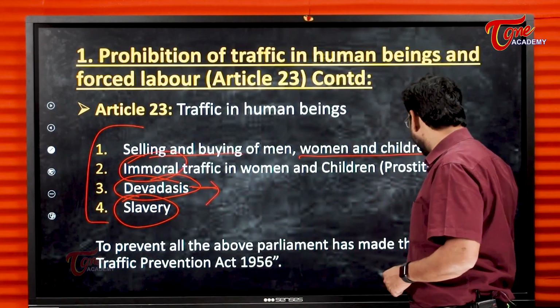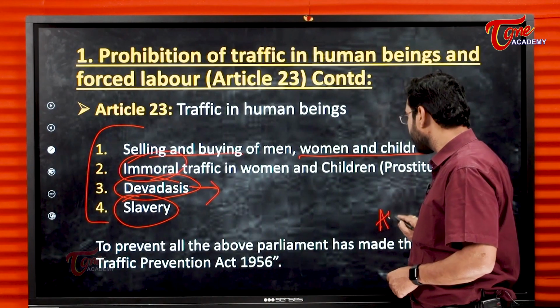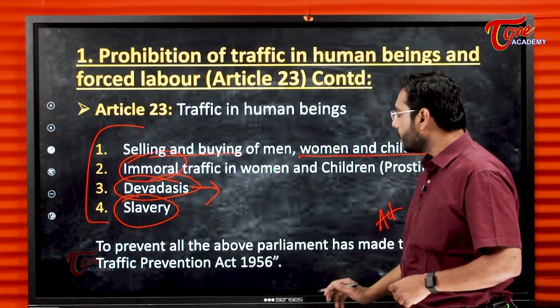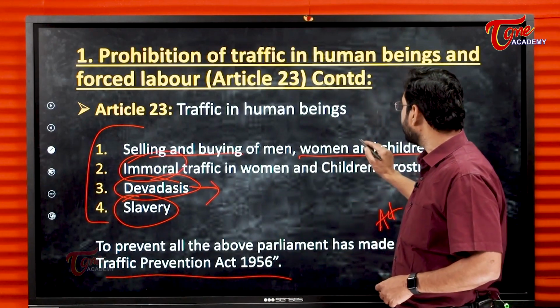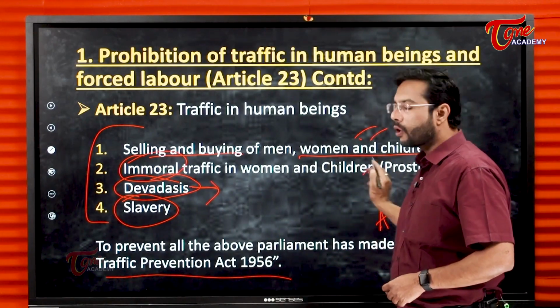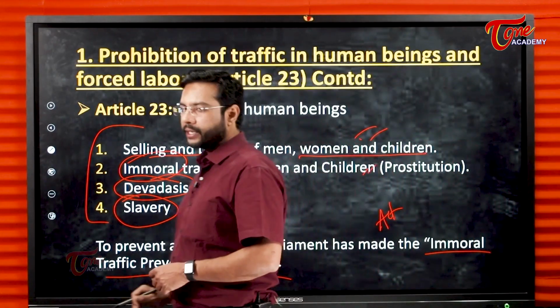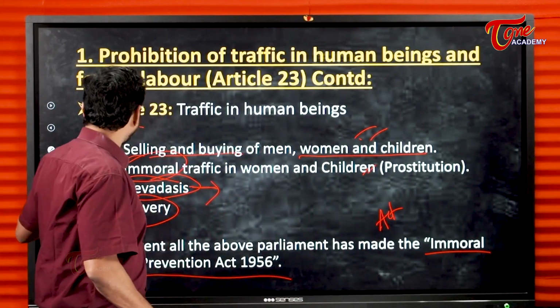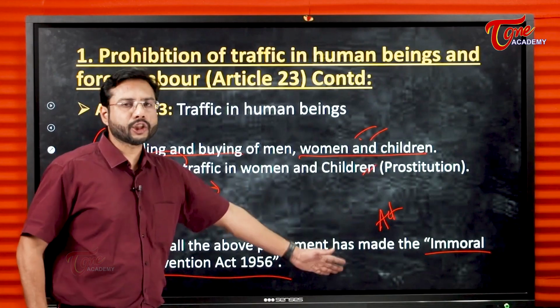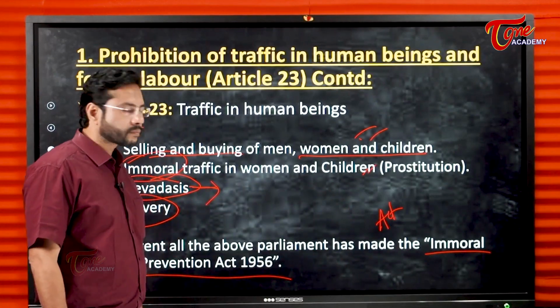Parliament has made an act, that is the Immoral Traffic Prevention Act. This is specially for cases where women and children are immorally trafficked, or they have been forcefully sold or bought. So we have many such acts passed by the Parliament.